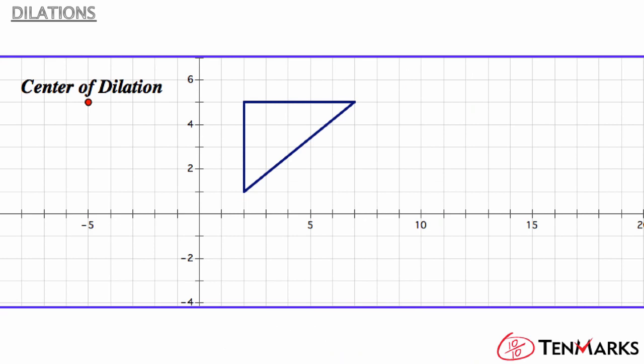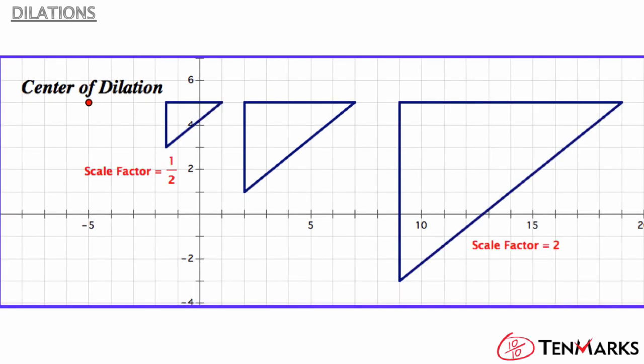When the center of dilation lies on the same line as the figure, something interesting happens. Here is the original triangle, and here it is dilated by a scale factor of 1/2 and a scale factor of 2. What do you notice about the top line of all the dilations? They are on the same line. But why? This didn't happen with the other examples. The reason is because our center of dilation is also on the same line.